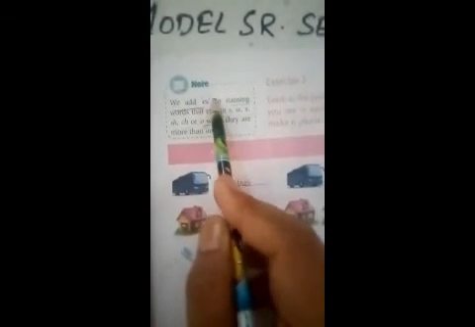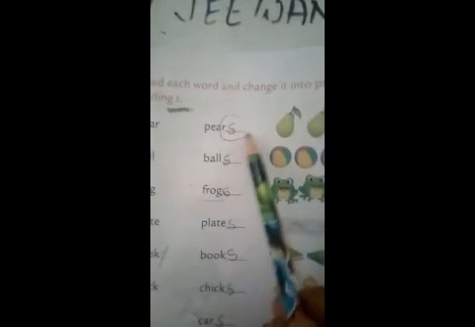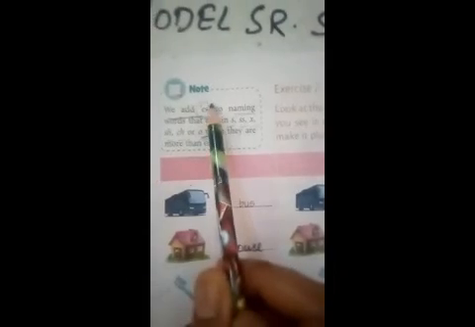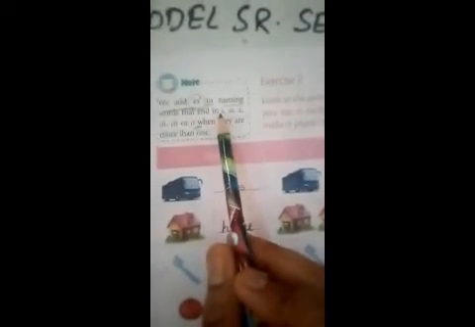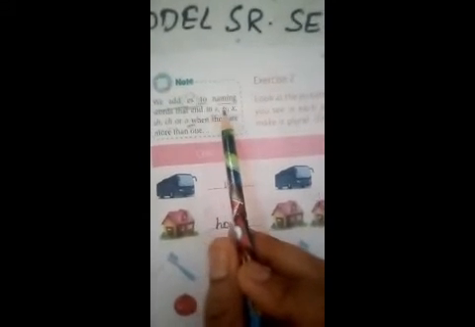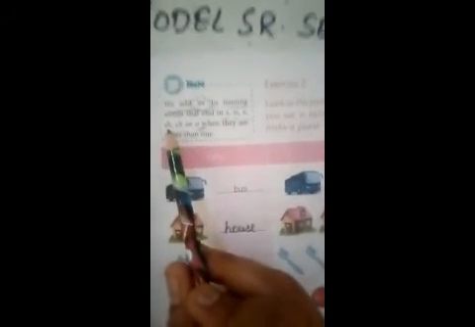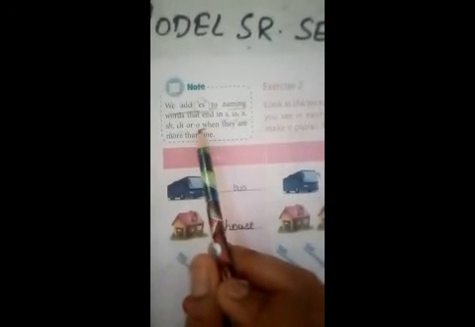Here we need to put S to make it plural. Here we need to put ES to make it plural, only if the spelling ends with S, double S, X, SH, CH or O. Okay, class, got it? To make it plural. Now I have more examples for that. Look here, look at this carefully.